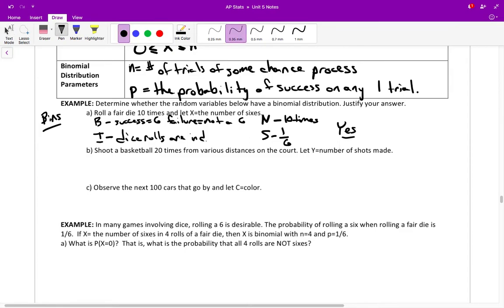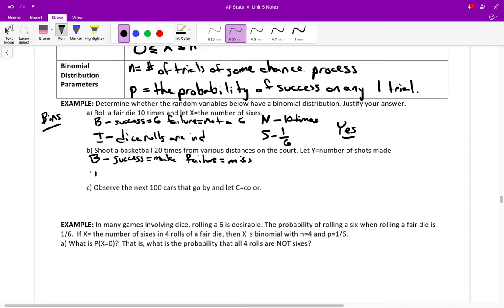Okay, let's look at part B. Maybe it's a little different. It says we're going to shoot a basketball 20 times from various distances on the court. Let y equal the number of shots made. So our first question, we're going to ask ourselves, is it binary? Can we classify each as a success or failure? And this one is pretty easy to say yes. A success would just be any make. A failure would be any miss.